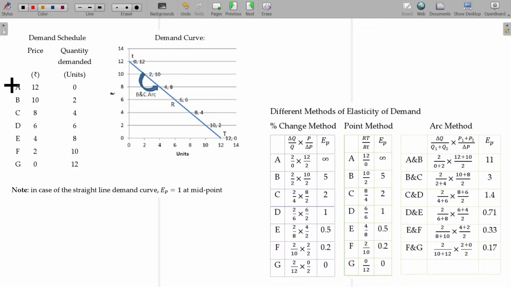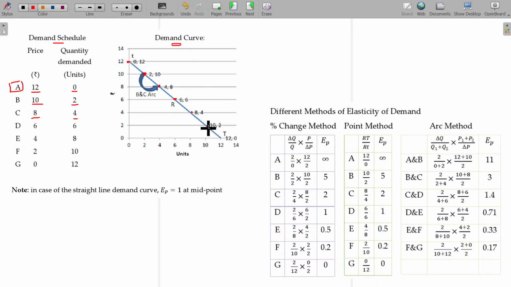What could be the elasticity of demand at the point A? This demand schedule is plotted and made as a demand curve here. When the price is 12, the quantity demanded is 0. So this will be here. When the price decreases to 10, the quantity demanded increases to 2. So this is here, point B. In point C, the price is 8 and quantity demanded is 4, right? 4 and 8. That's how it goes on.